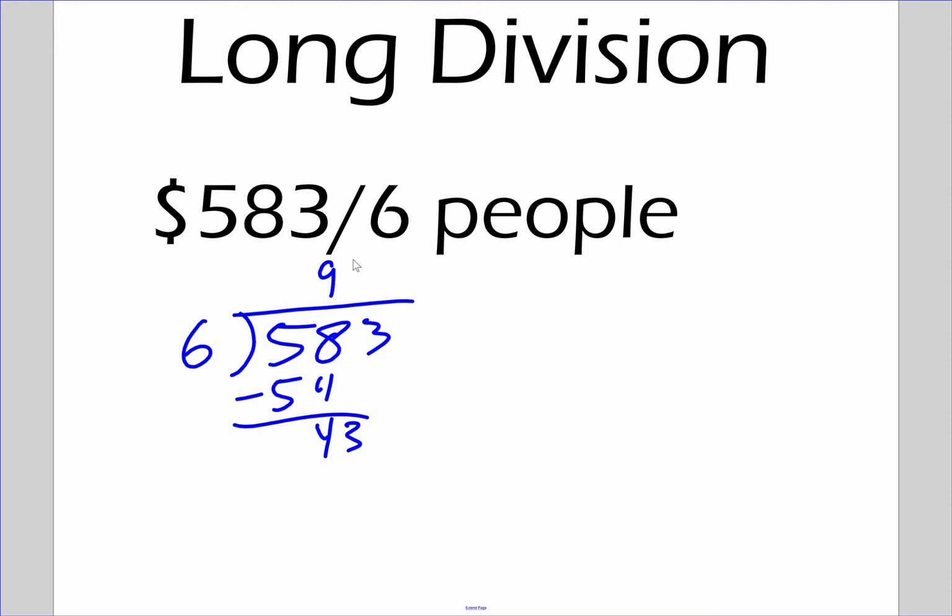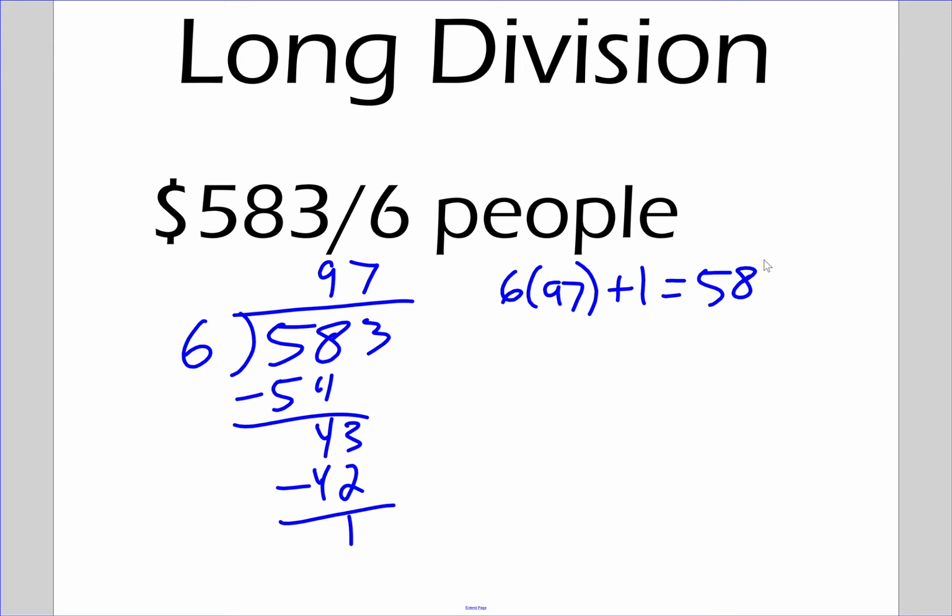6 goes into 43 7 times. We multiply and get 42. We subtract, and we're left with a remainder of 1. So this really tells us that everybody's going to get $97, and there's $1 left over, right? We could write this as 6 times 97 plus 1 equals 583. We could write 97 plus 1/6 as our result of the division.